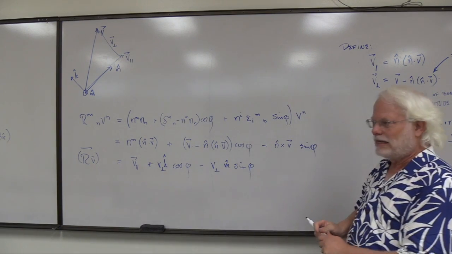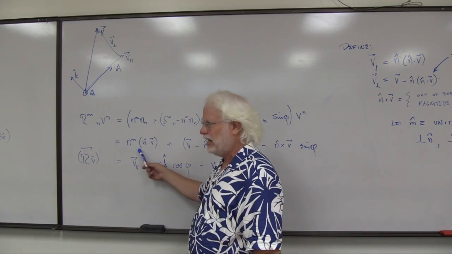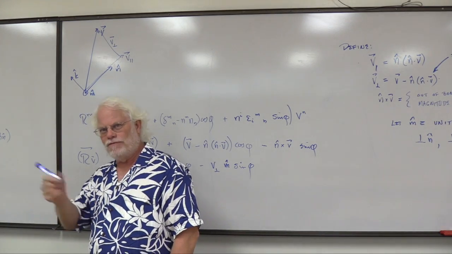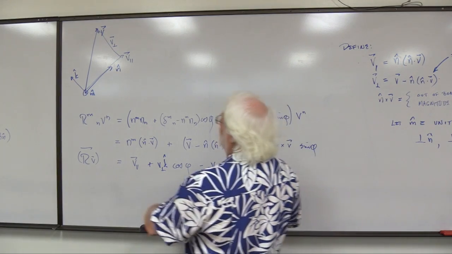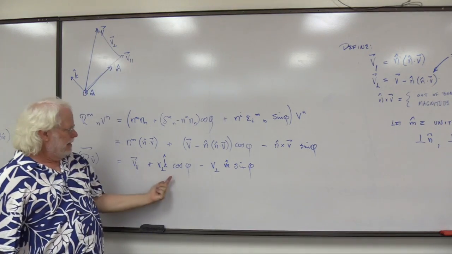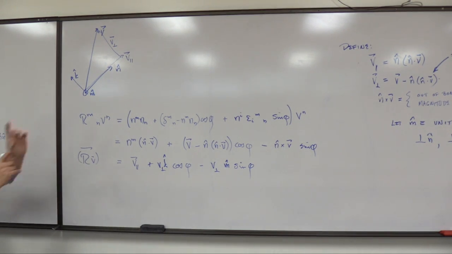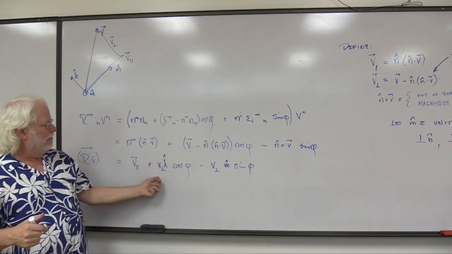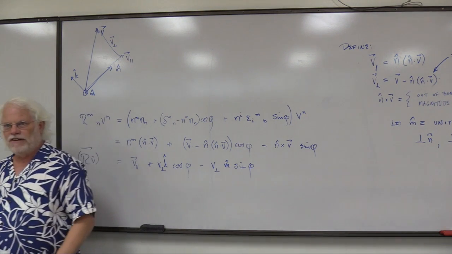And now it's really clear what this is. The part of v parallel to n does not change. We're doing a rotation around n, right? So the part of v along n doesn't change. Then in the plane perpendicular, we look at just this v perpendicular, and that's a simple rotation, cosine and sine, for the component in the plane and the component out of the plane of a vector of length v perpendicular. The new vector is rotated by phi around n.